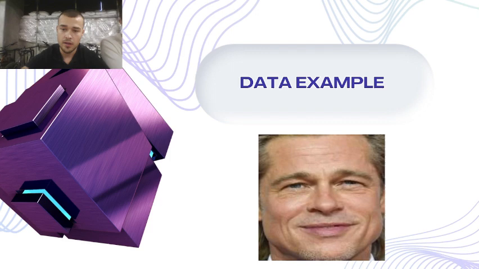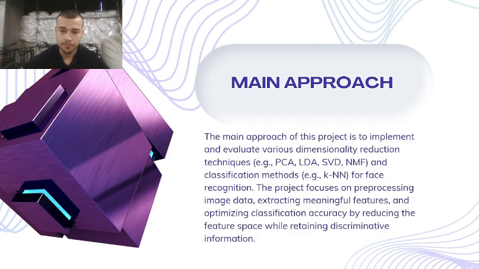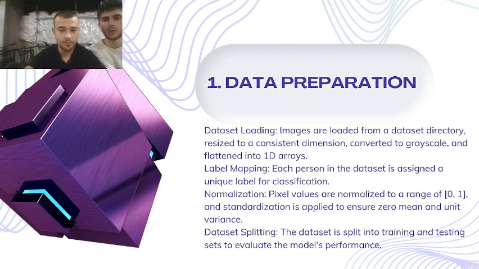Here you can see a data example of our dataset, which includes 10 people, each of them with approximately 100 photos. So our main approach is to implement and evaluate various dimensionality reduction techniques, for example, PCA, LDA, SVD, NMF, and classification methods, for example, KNN, for face recognition. The project focuses on pre-processing image data, extracting meaningful features, and optimizing classification accuracy by reducing the feature space while retaining discriminating information. So a little more about the approach.